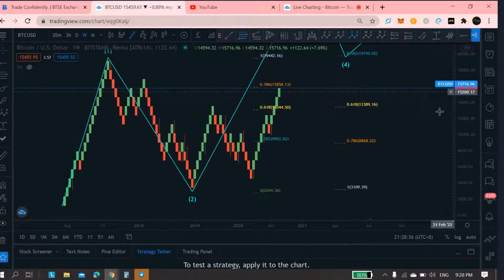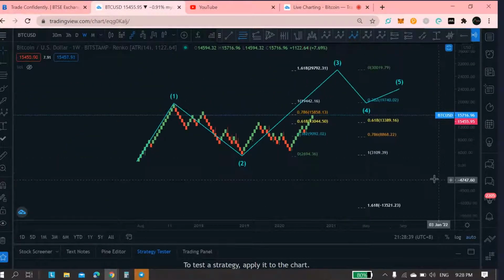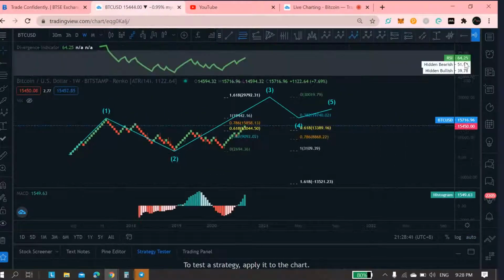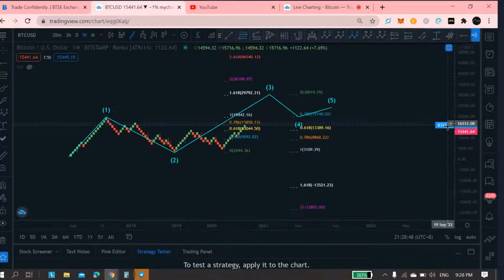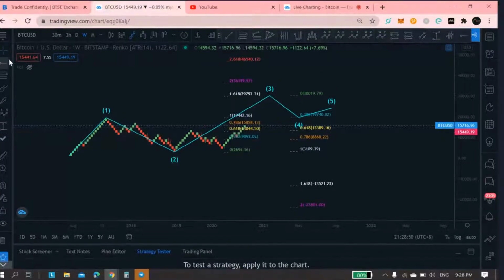And of course the wave 5. I'll use again the 0.168.